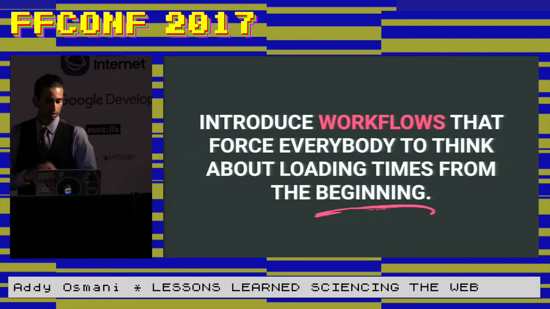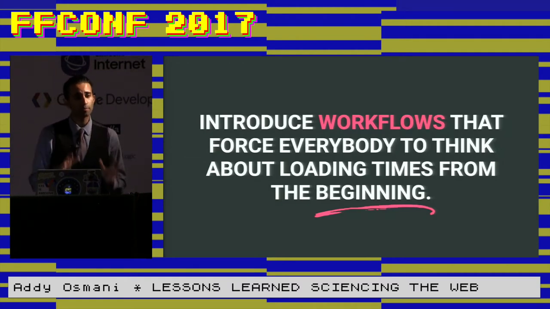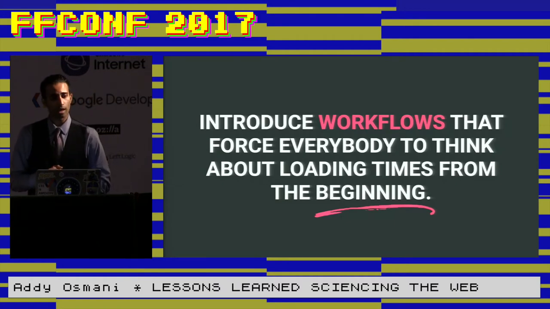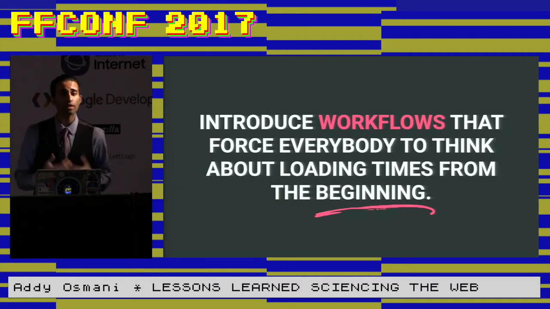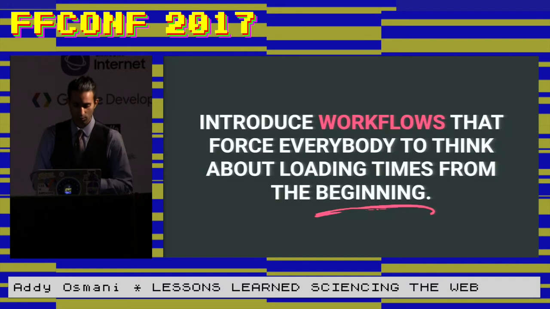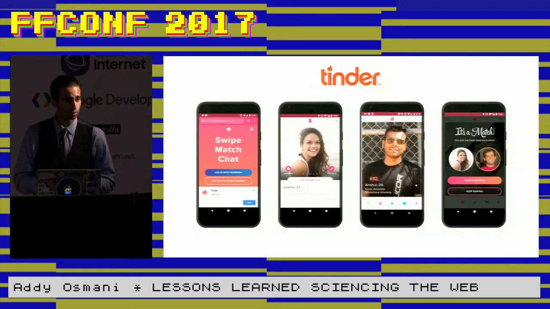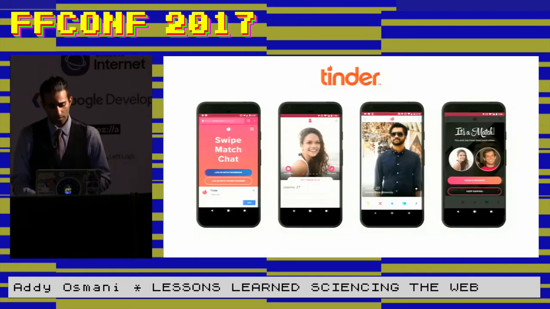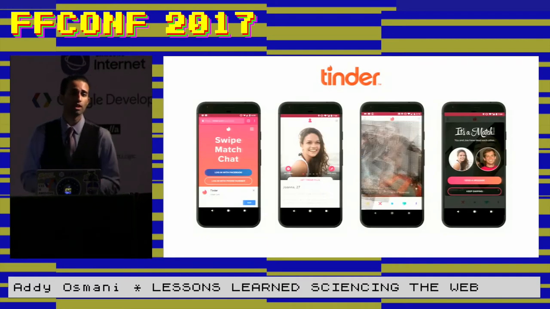Another thing that you could do is introduce workflows that force everybody on your team to think about loading times from the beginning. As we know, it can be really difficult sometimes to retroactively add in performance optimizations once an experience has already gone out the door. And this is, again, a quote from another PlayStation developer. Tinder, they also recently shipped a progressive web app.